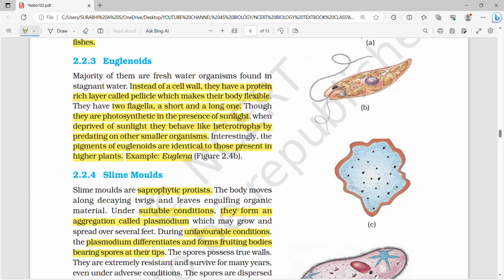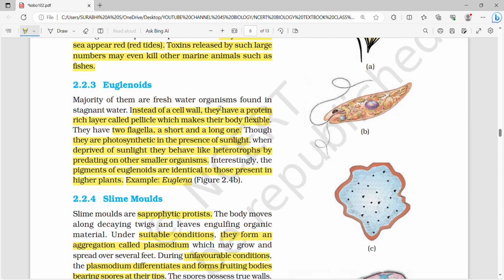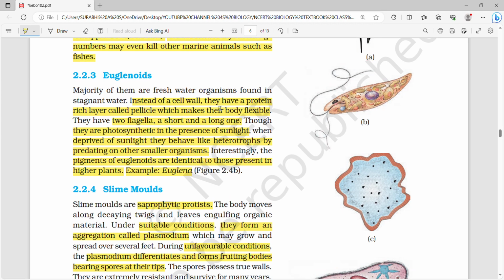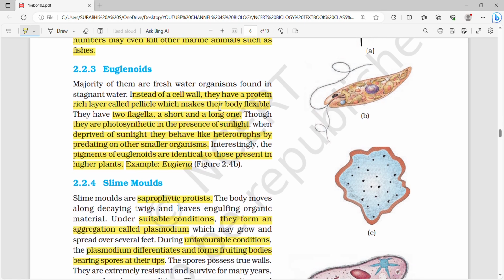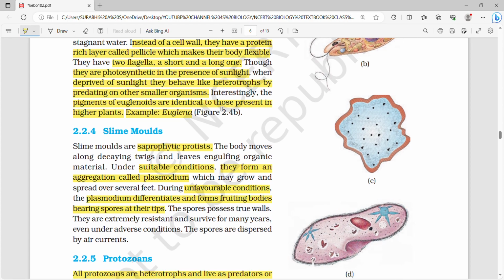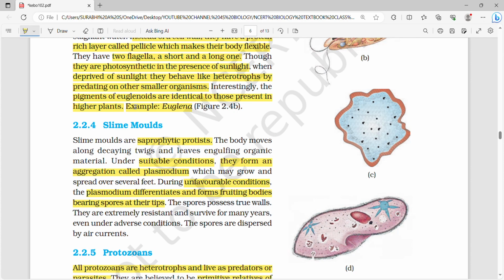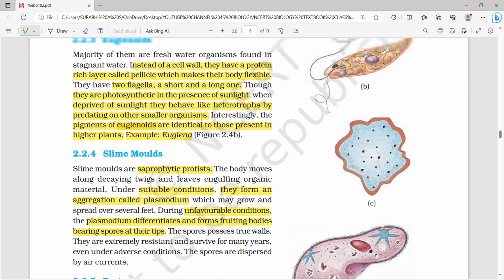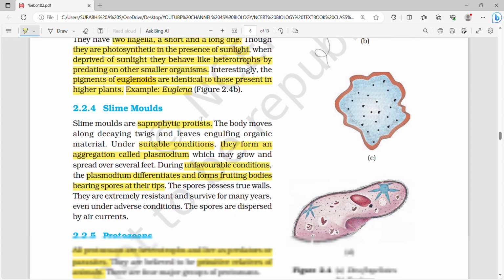Then euglenoids also have two flagella, one short and one long. Here one longitudinal and one transverse. So euglenoids have a protein-rich layer called pellicle instead of the cell wall, and they are photosynthetic in the presence of light, and when they are deprived of light, they behave as heterotrophs. So this is also important. The pigments of the euglenoids are identical to those present in the higher plants. That is the example of Euglena. So they may ask an MCQ based on this.